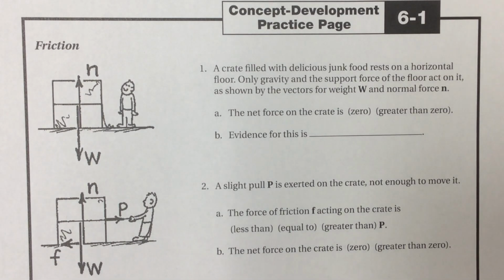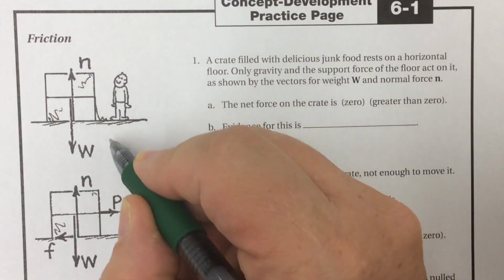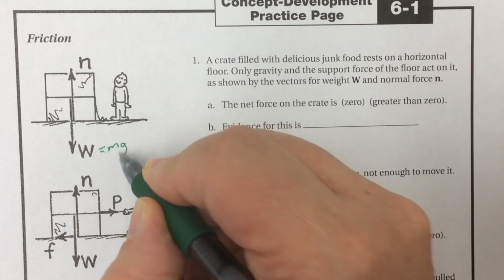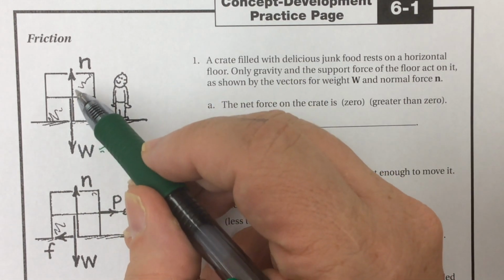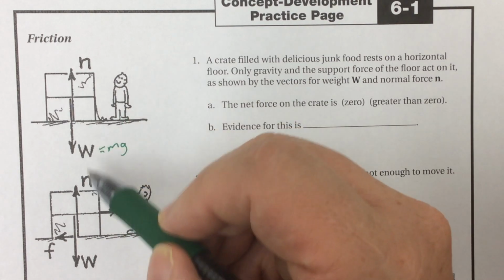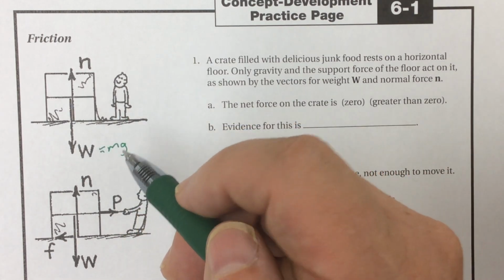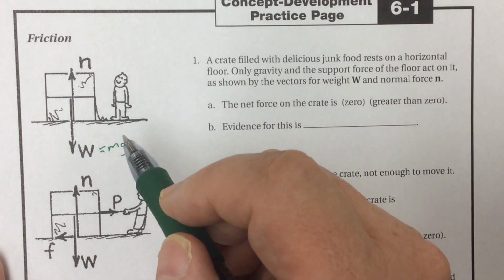So here's some examples. A crate filled with delicious junk food rests on a horizontal floor. Only gravity and the support force of the floor act on it, as shown by the vectors for W and N. So its weight, remember, is mg, that's the mass times gravity. And N is exactly the same force that weight is pushing down; the floor is pushing back up so that it doesn't fall through the floor.